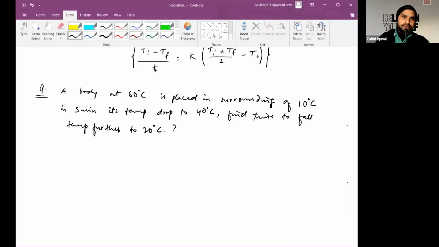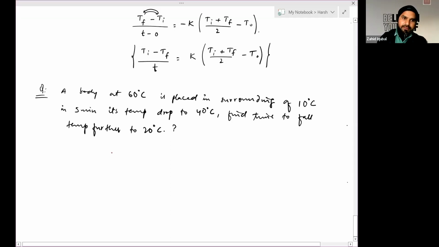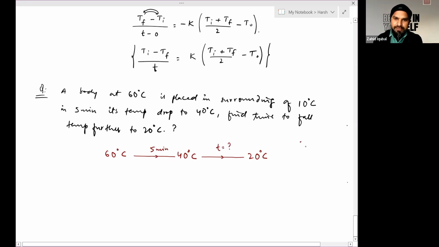Let me explain how to solve. First, we have a body at 60 degrees Celsius. It becomes 40 degrees Celsius and then 20 degrees Celsius. The time taken from the first point to the second is 5 minutes. We have to calculate the time duration for the second part, if the temperature of the surrounding is 10 degrees Celsius. Now, we have two different segments: this is the first part and this is the second part.